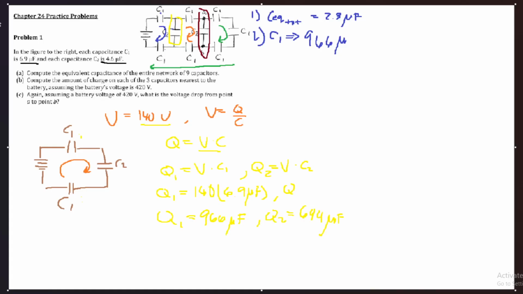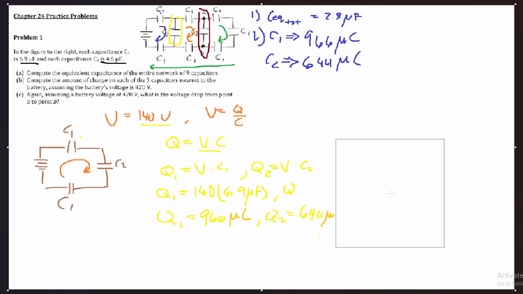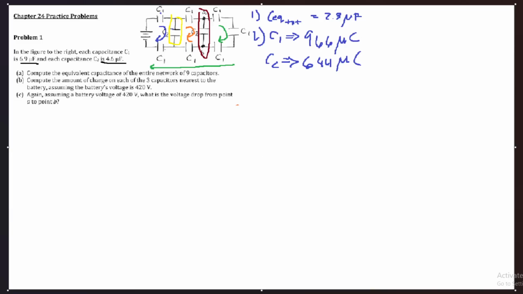Sorry, these should be in coulombs. I am so sorry. This should be coulombs. Microcoulombs, actually. So C1 has 966 microcoulombs. C2 gives 644 microcoulombs as well. Cool. So we can go ahead and just move on to number 3.